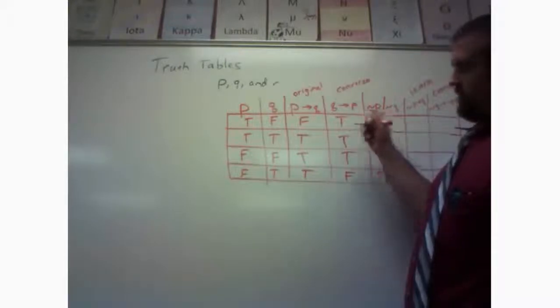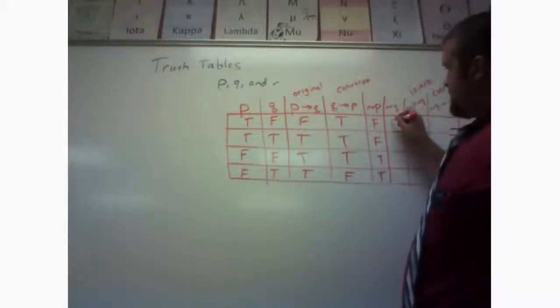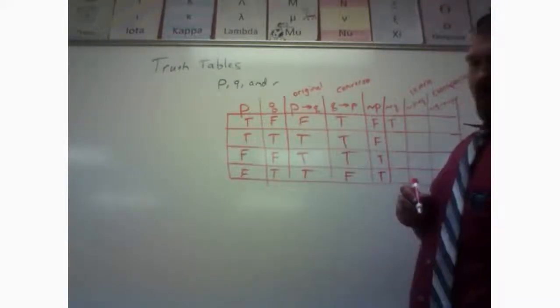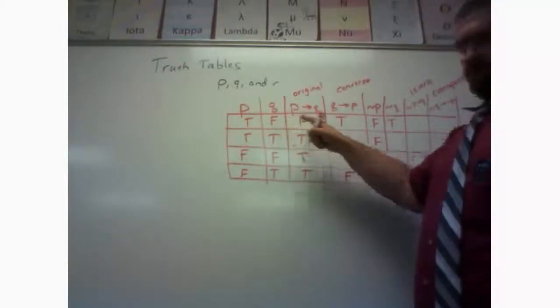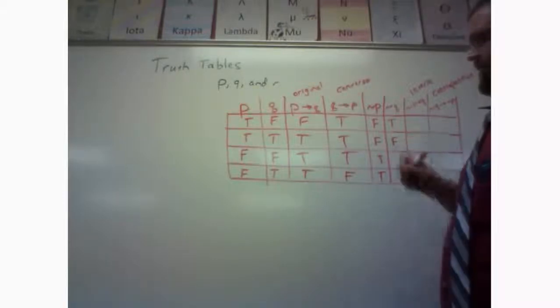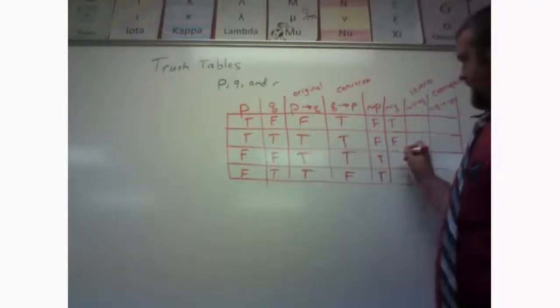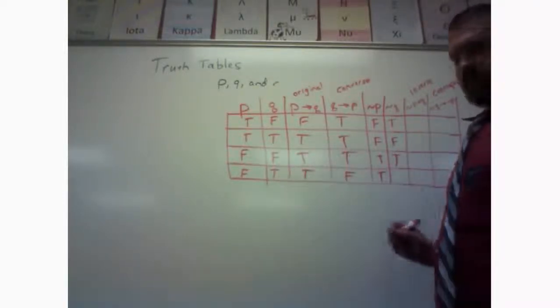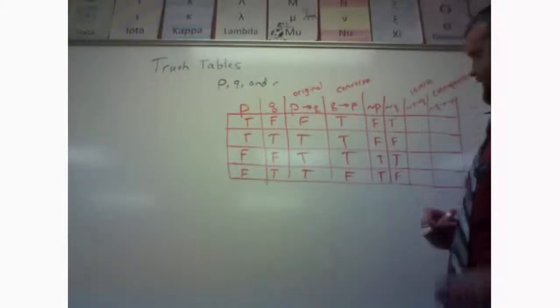Same thing with not Q. Q is true, so not Q is false. Q is false, so not Q is true. Q is true, so not Q is false. Q is false, so not Q is true, and Q is true, so not Q is false.